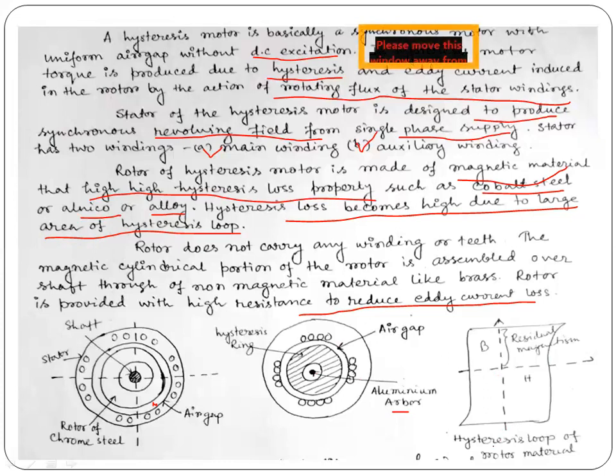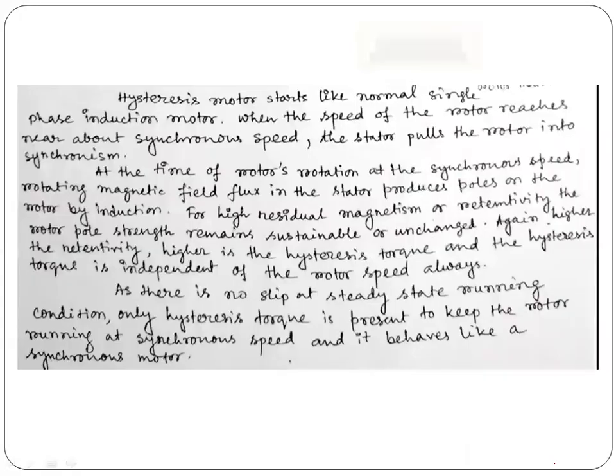Now it has been shown the hysteresis loop of the rotor material. We have already said that the hysteresis loop will have a very large area because we will use the hysteresis loss for our rotating principle. So the hysteresis motor starts like a normal single phase induction motor.